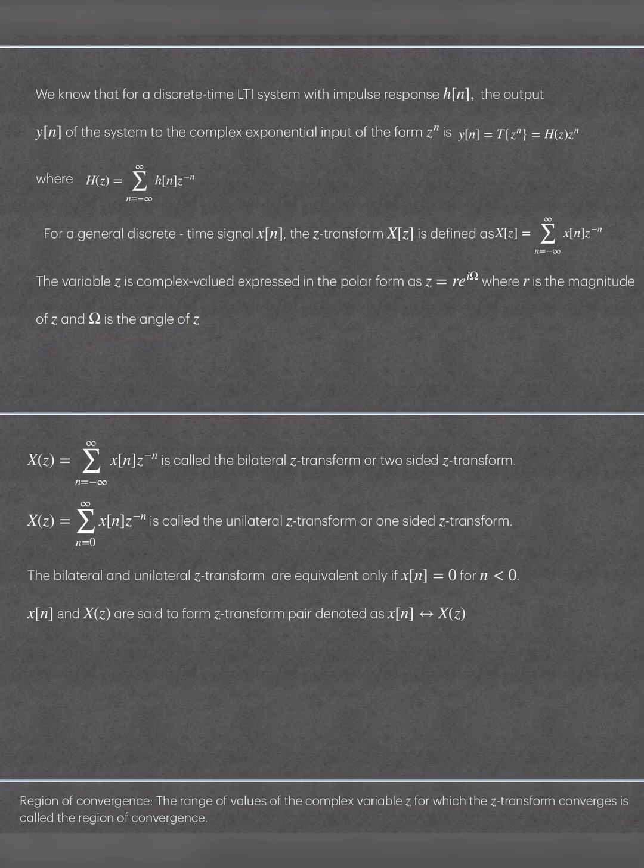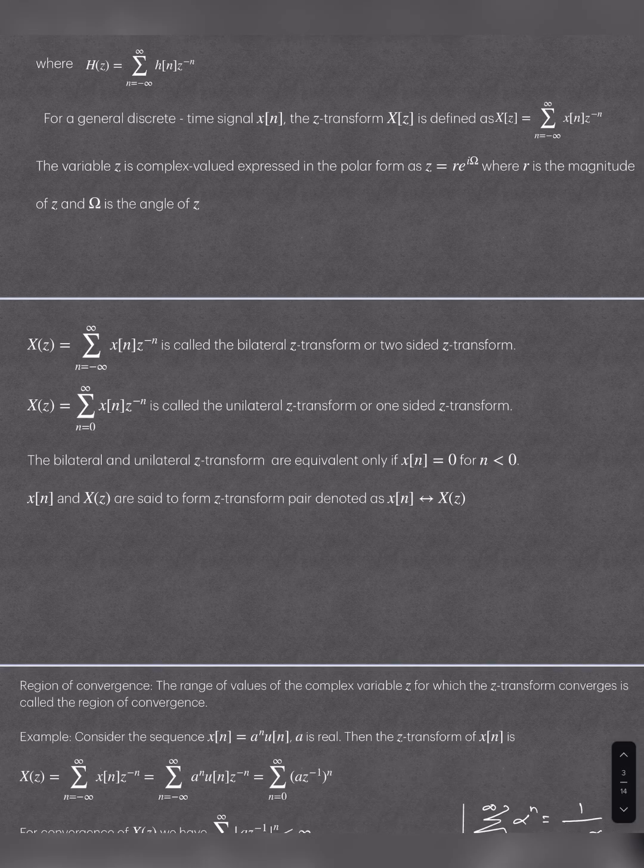Now let us recollect these concepts of what we have done. So when the summation runs from n equal to minus infinity to plus infinity with x of n into z power minus n, we call this X of z a bilateral z transform or two-sided z transform.